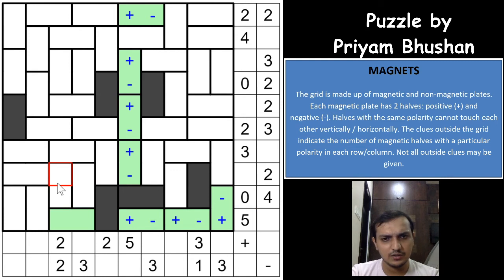And so 2 positives and 2 negatives in this row. Okay, 2 of the negatives in this row again. A negative, okay, it can be positive. A negative cannot come here. A negative cannot come here.